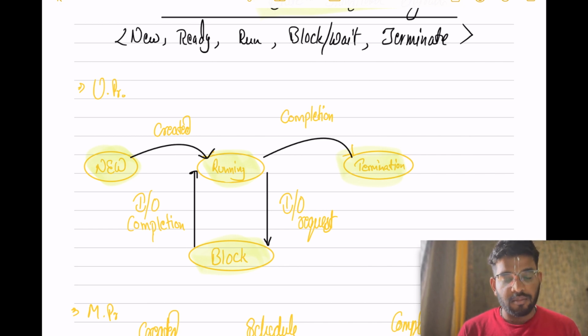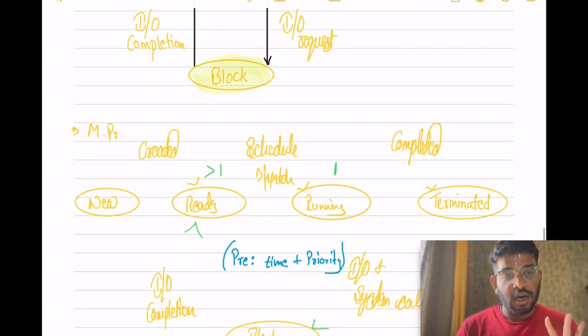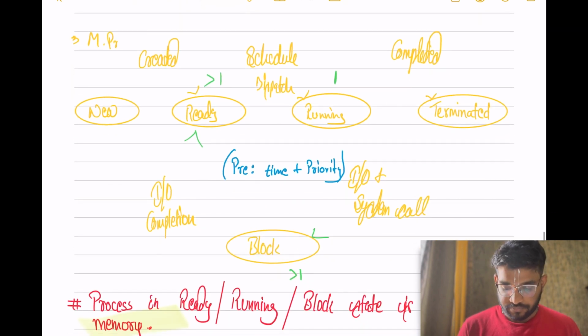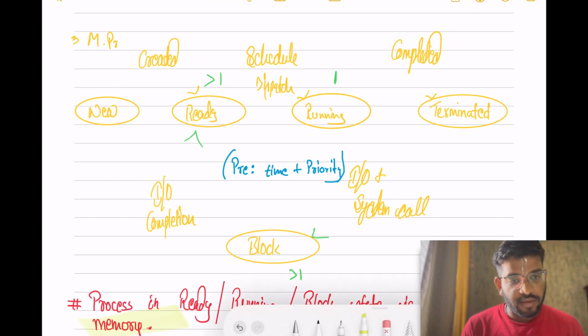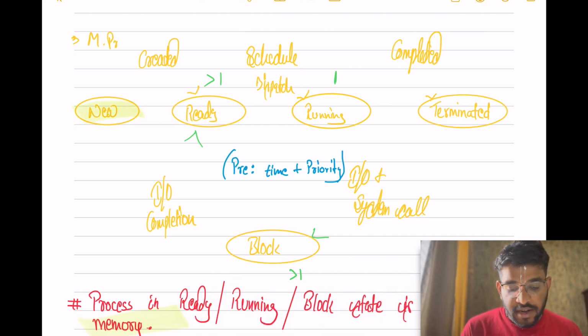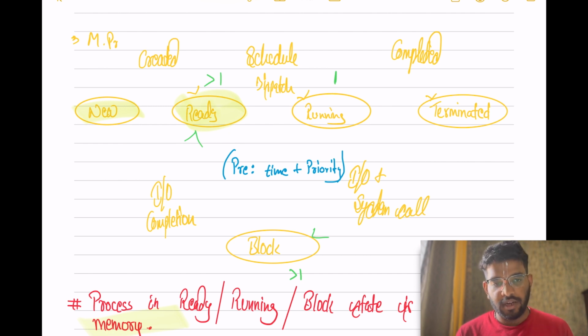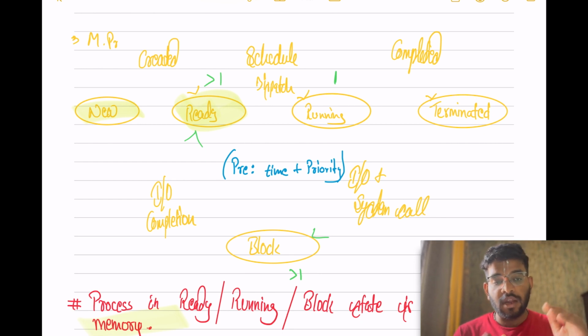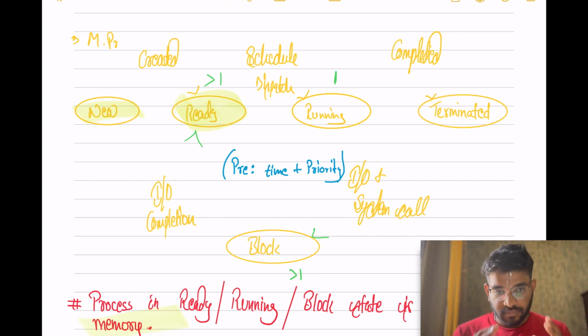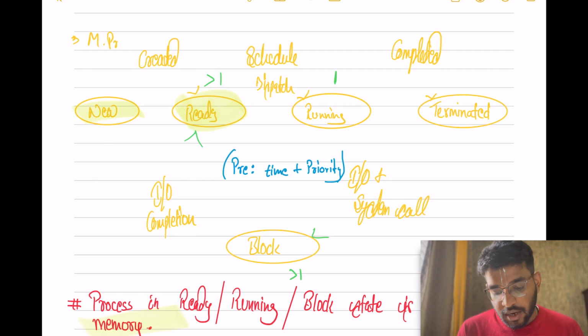Similarly, for a multi-programmed operating system, there are five states instead of four, as in the uniprogrammed operating system. These five states are: new, as when a process is created, and a ready state, which is added in the multi-programmed operating system. As you are aware, in a multi-programmed operating system, there is more than one process present in the main memory. So a ready state is needed to contain all the processes that are present in memory and that can execute. Running is the same.